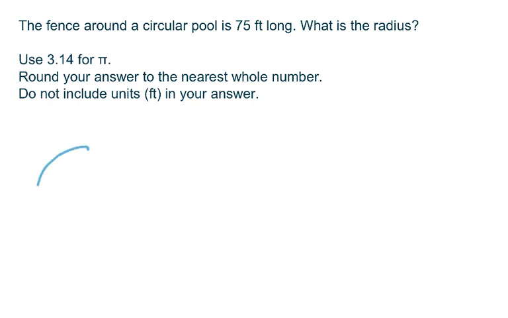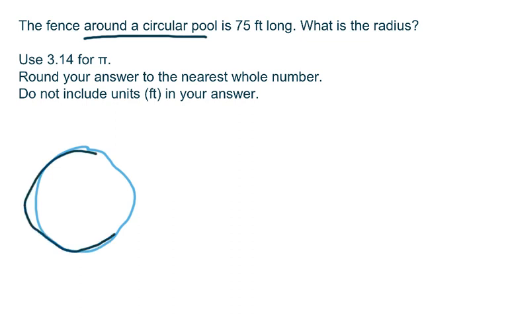So for me, the first thing I'm going to do is draw a pool, draw a sketch. And then I'm thinking here we have a fence around a circular pool. So that's going around the outside here. And as soon as I see what I'm drawing, I realize that what we're talking about is the circumference. And so we have a circumference of 75.